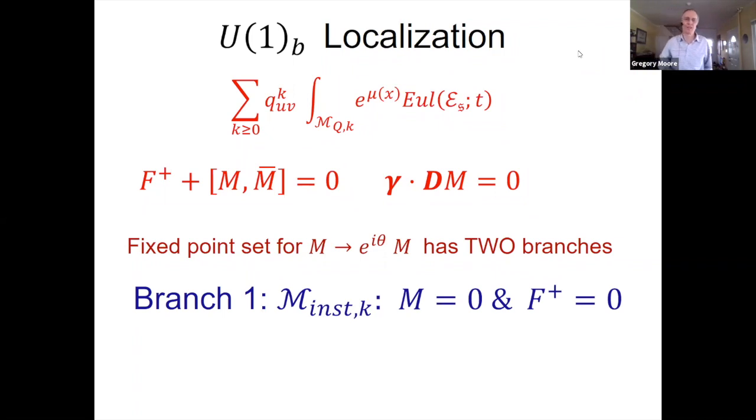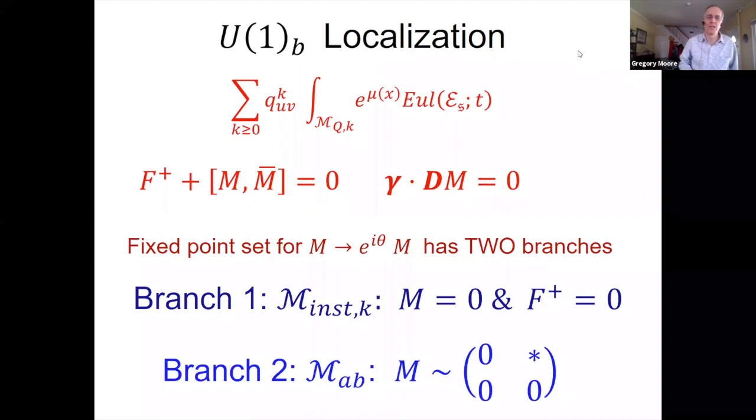First of all, clearly if I put the monopole field to 0, that's a fixed point. And if I put m to 0, I get the instanton equation. So inside this moduli space, M_{Q,K} is the moduli space of instantons. So that's one branch of fixed points. But we can also have another branch where the monopole field is non-zero, but upper or lower triangular, and then multiplying by a phase is equivalent to a gauge transformation. So that's also a fixed point. And we'll call that the abelian branch because the equations boil down to abelian Seiberg-Witten equations on that branch.